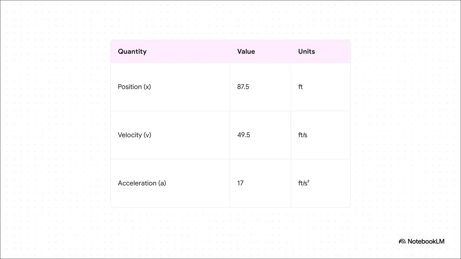Here it is, our 5-second snapshot. In one single instant, the snowboarder is 87.5 feet down the slope, traveling at almost 34 miles per hour, and is still speeding up significantly. You see, this isn't just a list of numbers. It's a dynamic story of motion, a story that calculus lets us tell with perfect accuracy.